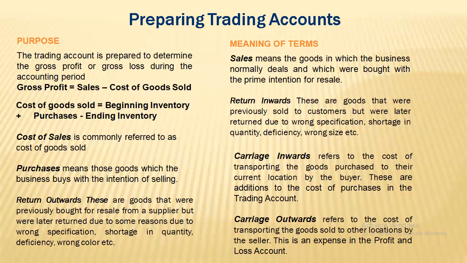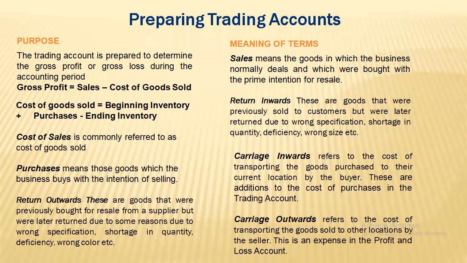So that's what we refer to as what? Returns outward. They are goods that we previously bought for the purpose of reselling, but because of the challenges that the goods may have, maybe the wrong color, maybe the wrong specification, it might not be the right quantity, it might not be the right size, this has now made us return those goods.